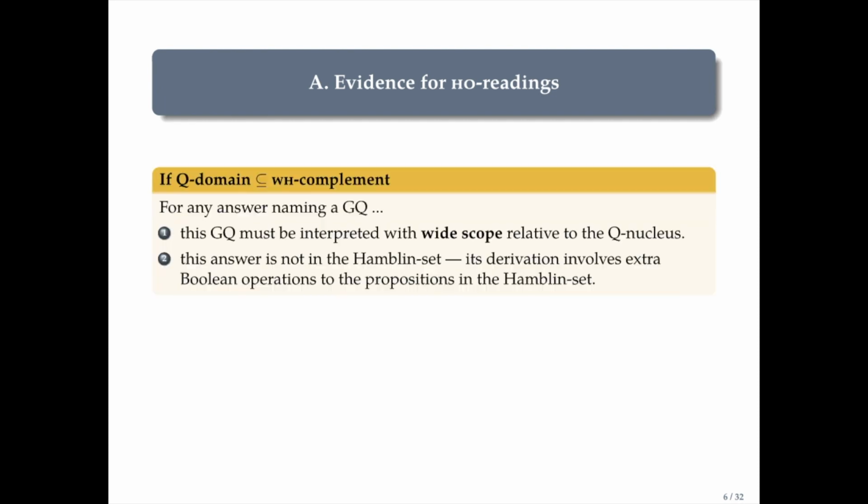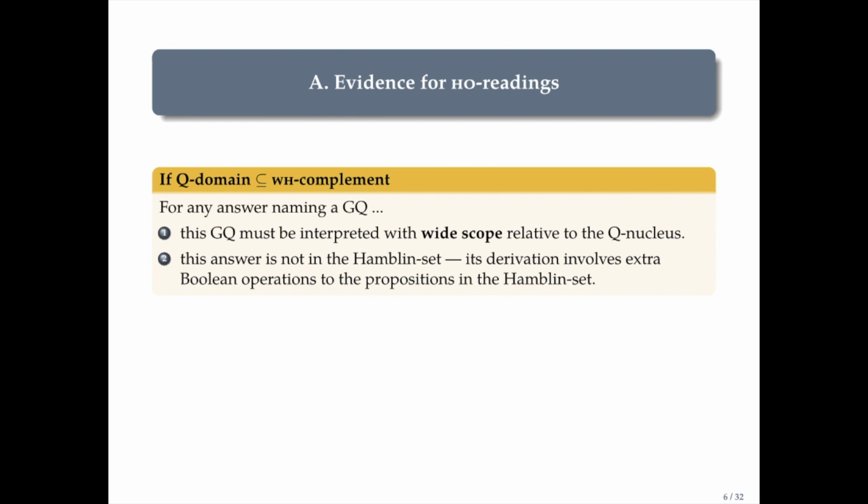Part A. Evidence for higher-order readings. Assuming that the Q domain of a question is a subset of the extension of the wh-complement, it makes two predictions regarding answers that name a GQ quantifier. First, this GQ quantifier must be interpreted with wide scope relative to any scope expressions within the question nucleus. Second, this answer is not in the Hamblin set of the question.